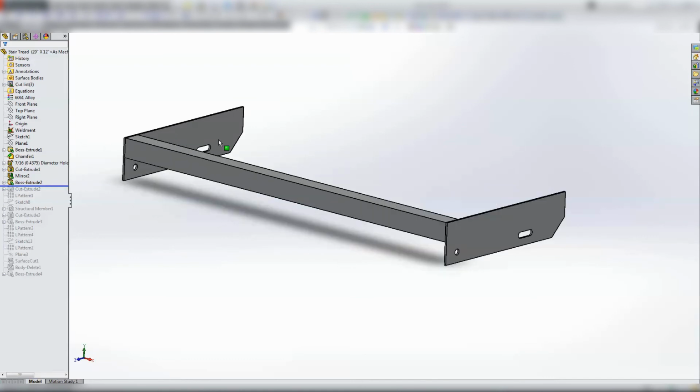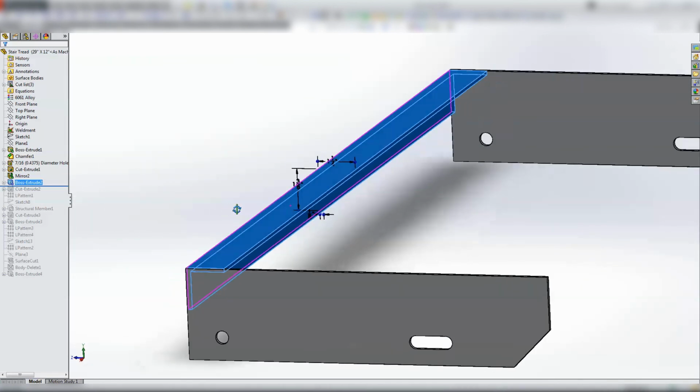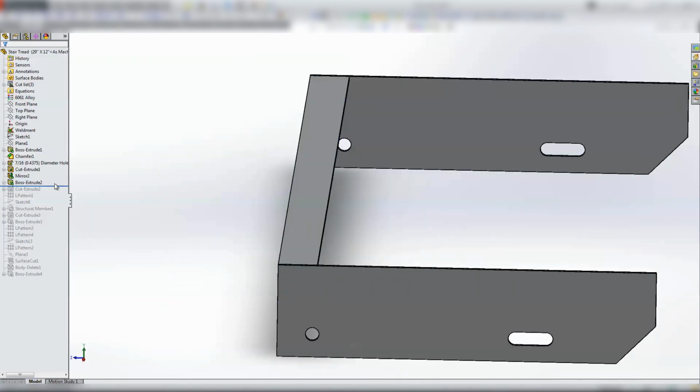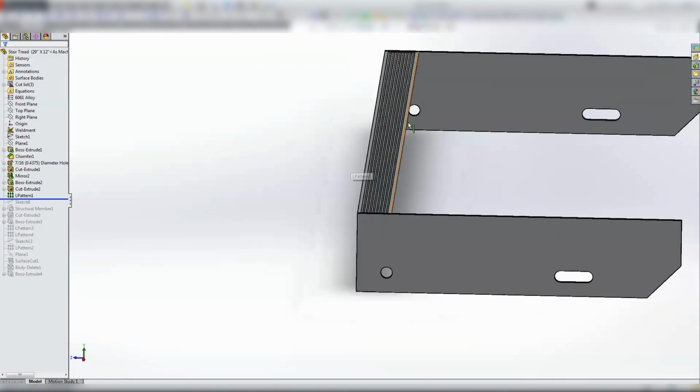Then I mirrored it over across my center line. This is a piece of angle iron that they use for the nose of the stair tread. I went ahead and put the grooving in it for the tread groove. Actually, you can see it on this side better.